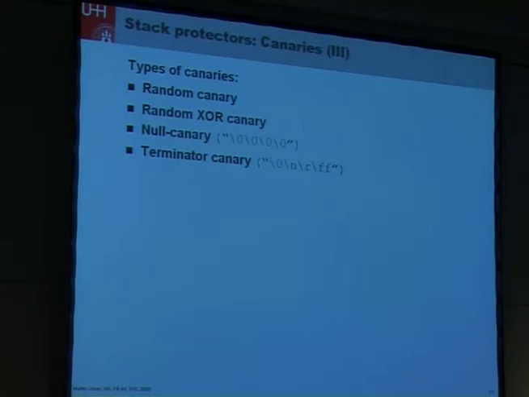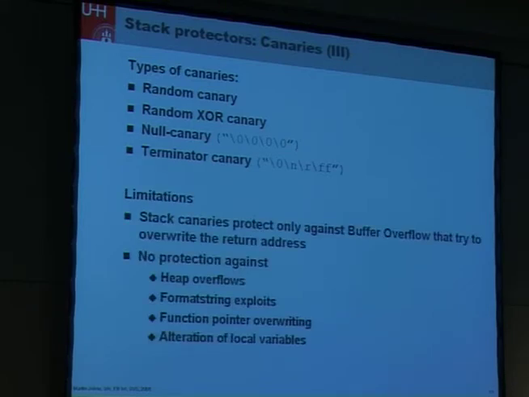The terminator canary contains all characters that cause unsafe library functions to stop writing to the buffers. So there's the null byte, the first thing, which stops a string copy operation. I think the next one, the newline, is supposed to stop gets and fgets and so on. So with the terminator canary, you can't construct a shellcode that contains the canary, or if you try to contain the canary in your shellcode, the overflow operation will be stopped.